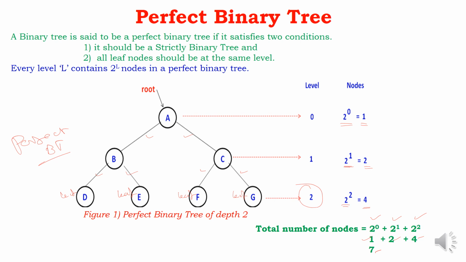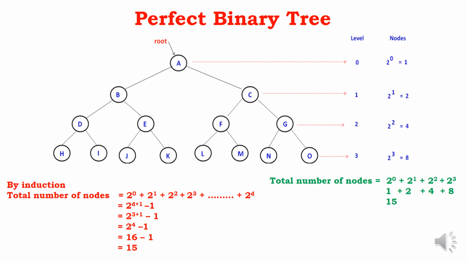So a perfect binary tree is a binary tree which satisfies two conditions. The first condition is it should be a strictly binary tree. The second condition is all leaf nodes should be at the same level. So this particular binary tree is a perfect binary tree. One more example.